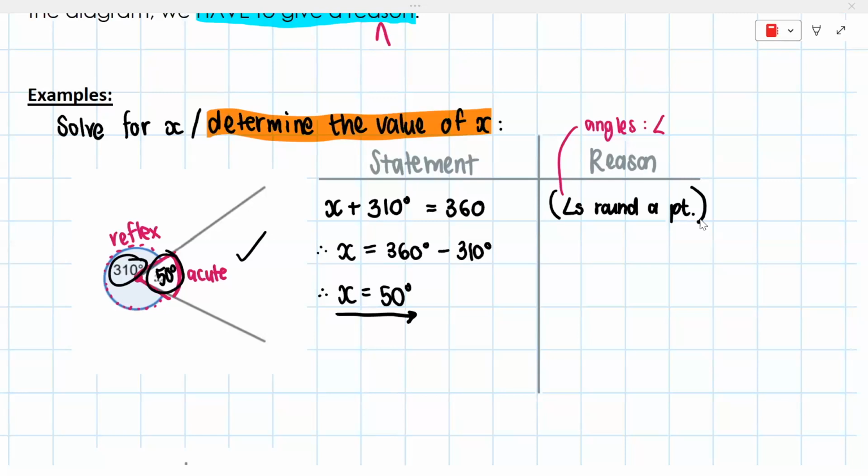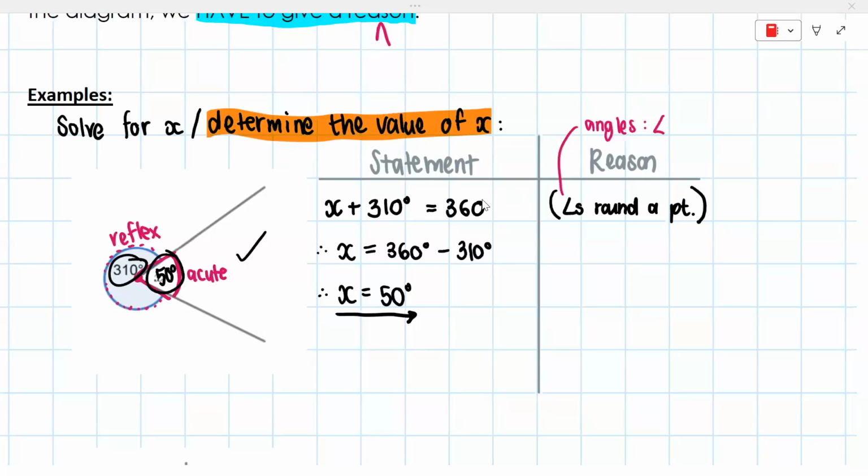There was a question around where did the minus come from? The minus, guys, has come from inverse operations. You're solving an equation. So because I'm taking the 310 and moving it over the equal sign, it becomes minus. Sabiso, last question, and then I'm moving on.